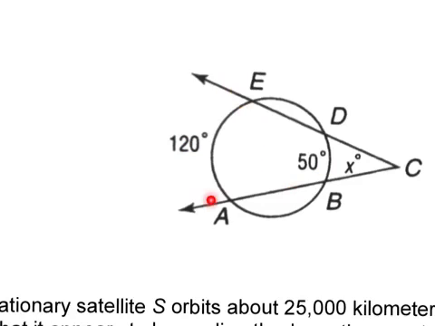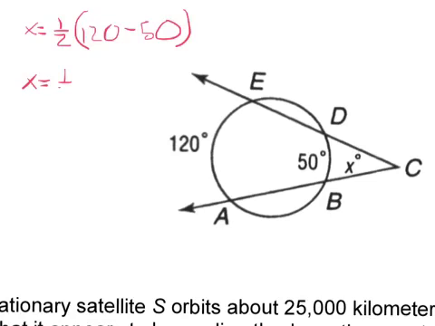Remember, when they intersected on the inside, we added them together and divided by 2. But when they intersect on the outside, we just do the bigger minus the smaller. So here we go. The biggest one is 120 minus the smaller, which is 50. Multiply it by 1/2, and that's going to equal angle x. That's really all there is to it. So x equals 1/2 times (120 minus 50, which is 70), and 70 times 1/2 is 35.